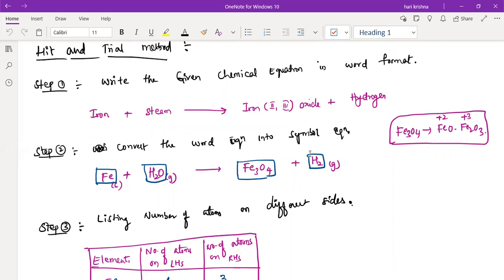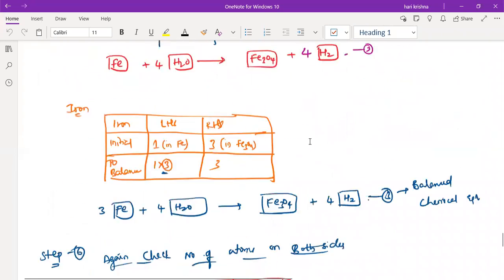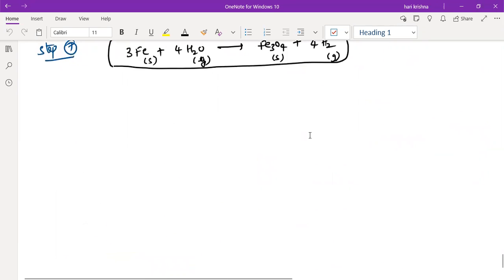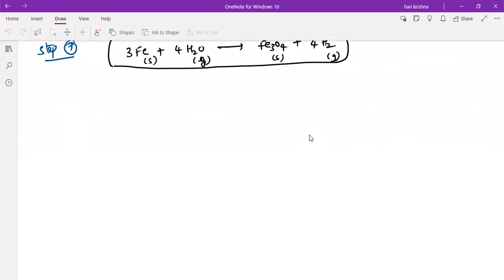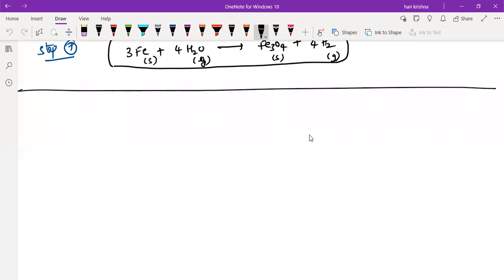But when you go for other equations, I will write one more equation here now. We'll solve one more problem on the hit and trial, then we'll go for the other methods. Like the second question for today's class. Balance the given equation using hit and trial method.